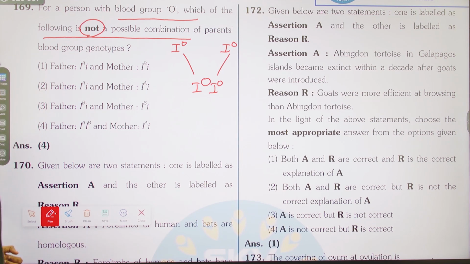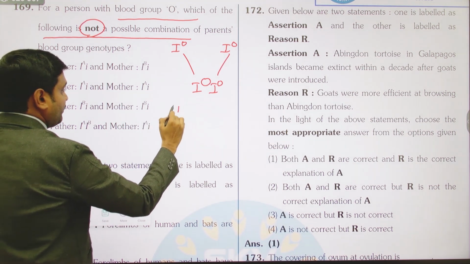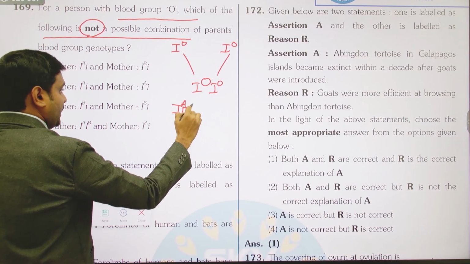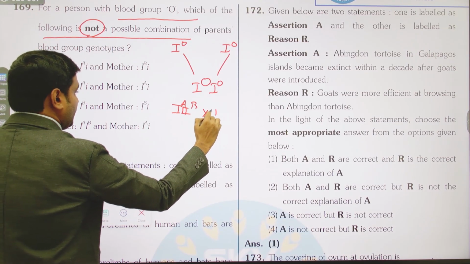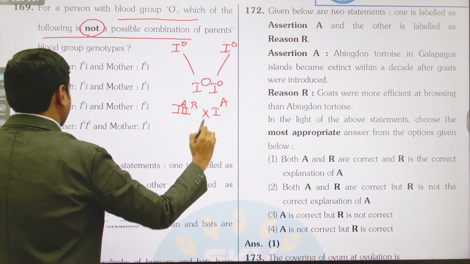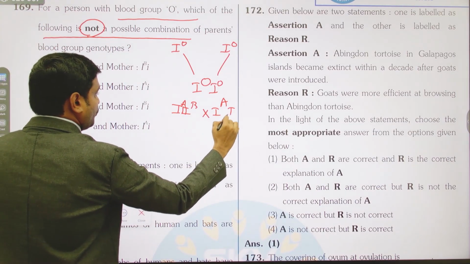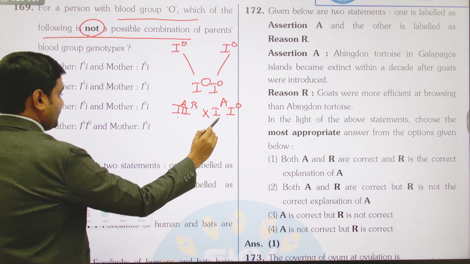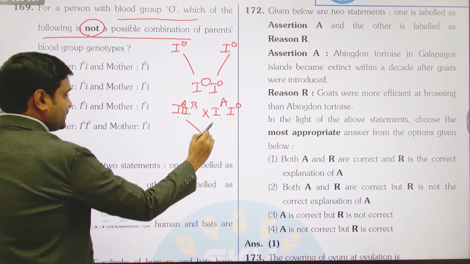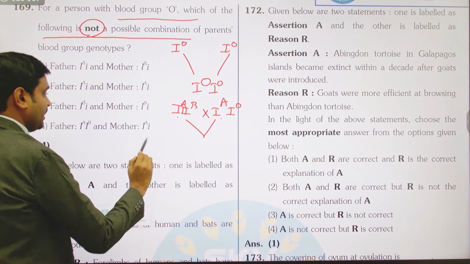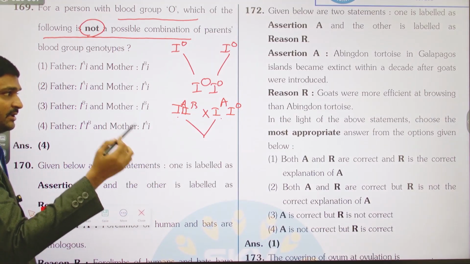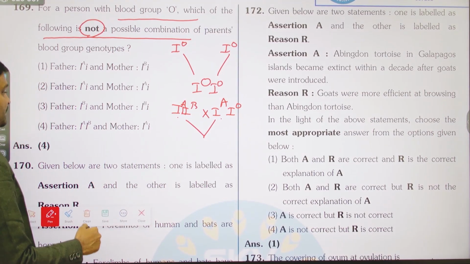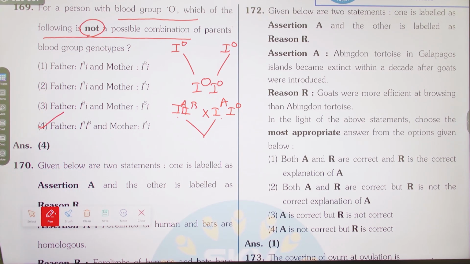Absolutely, for example, if you see IA IB as the mother, and IA IO as the father, here is a mother, here is a father. So there is a possibility that the child will be either A, or B, or AB, but O is not possible. So that's why this is the correct option.